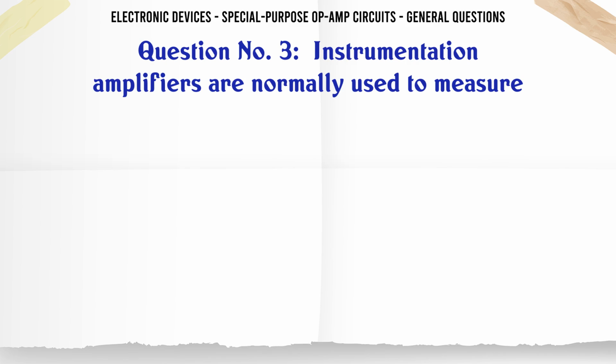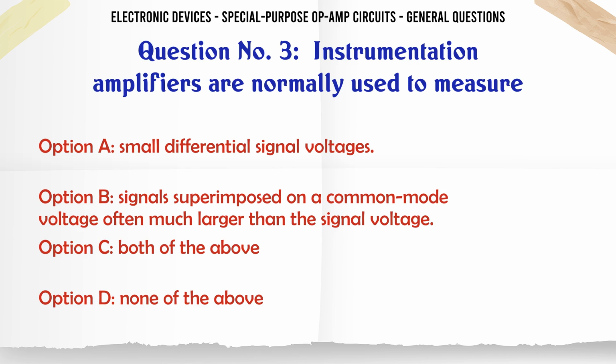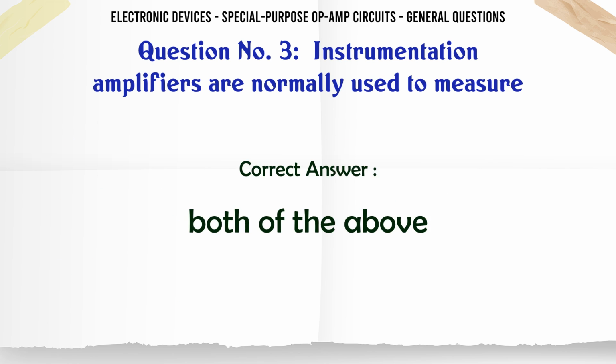Instrumentation amplifiers are normally used to measure: A. Small differential signal voltages, B. Signals superimposed on a common mode voltage often much larger than the signal voltage, C. Both of the above, D. None of the above. The correct answer is both of the above.